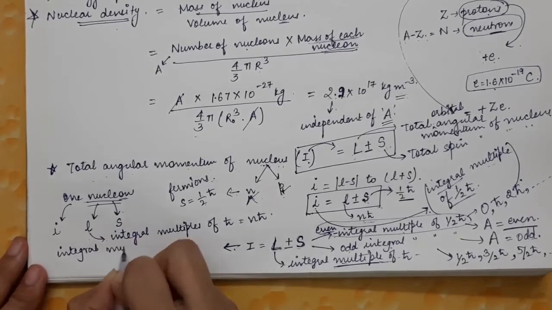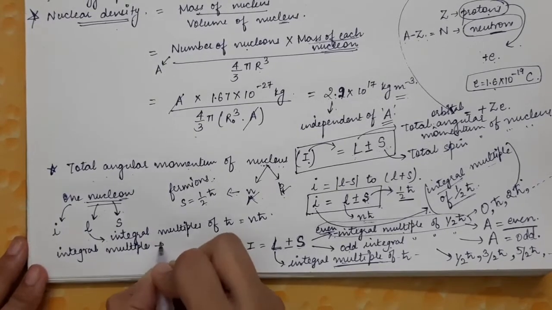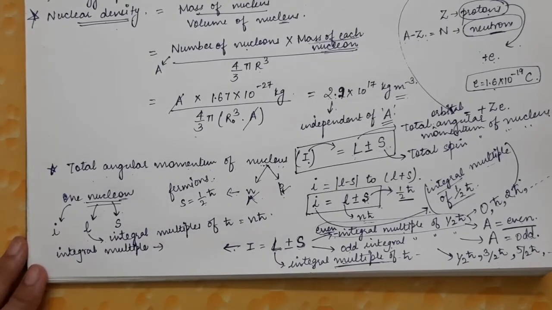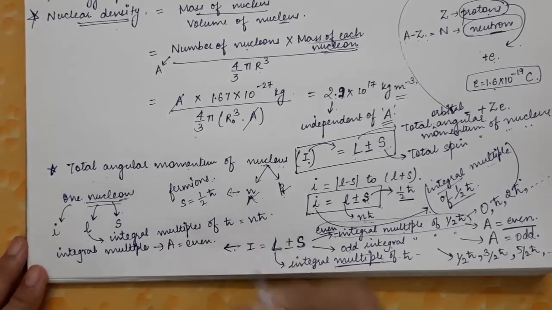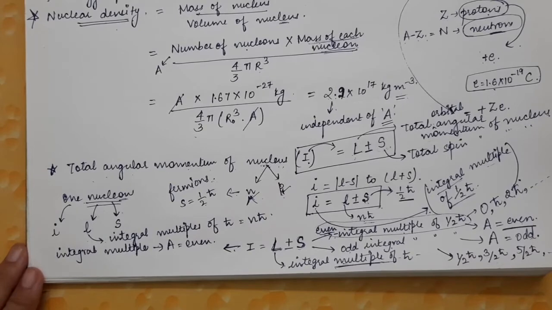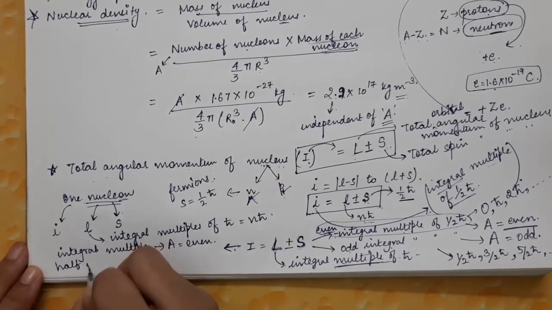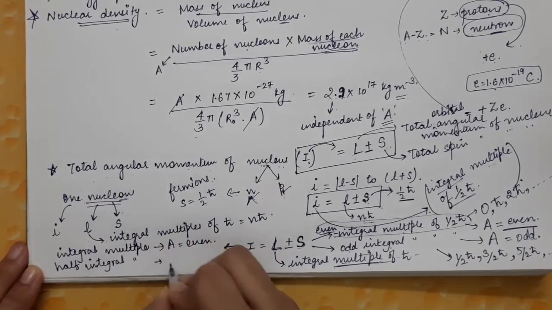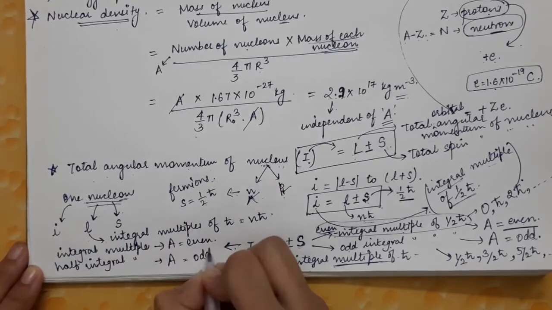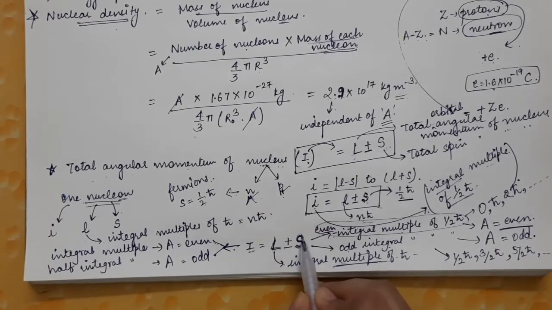This will be an integral multiple of h cut when capital A is even, that is, when the number of nucleons present inside the nucleus is even, and this will be a half integral multiple of h cut when capital A is odd. So these two conditions on capital I arise because there is a condition on capital S.